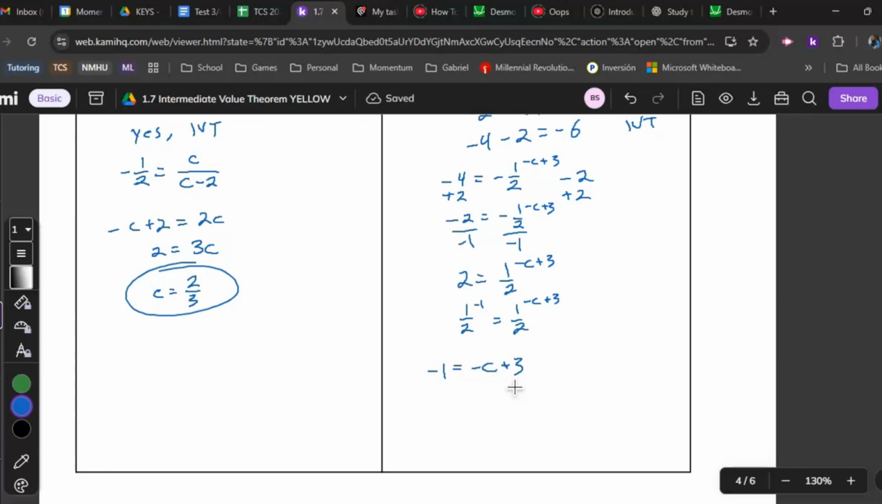I don't really cancel the 1/2s. I'm just saying they're unimportant, because if it's 1/2 to the power of something equals 1/2 to the power of something, those exponents have to be equal. So then I make these equal. I'm going to add c and add 1. And so c is equal to 4. Let's go up here again.